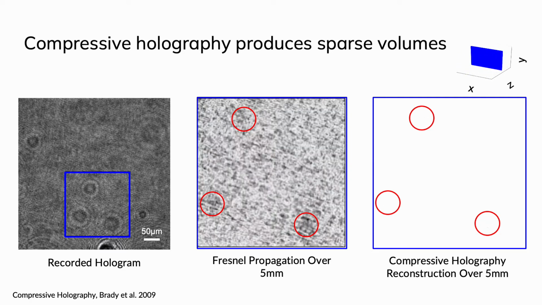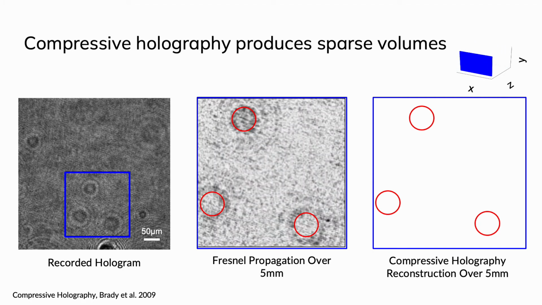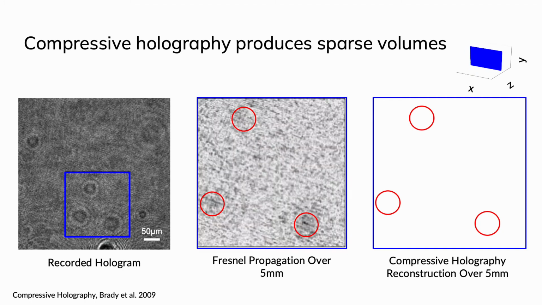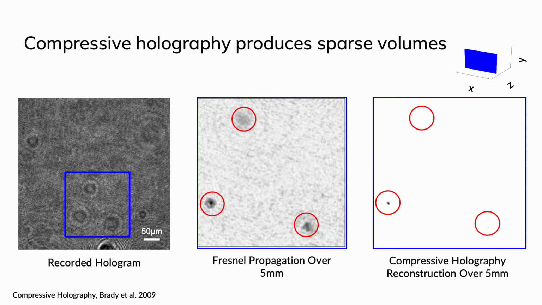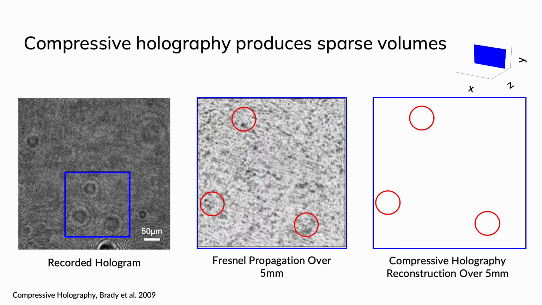In regular holograms, there are millions of non-zero points, as shown in the left and zoomed in the middle frame. In contrast, compressive holography produces a sparse volume with few points, as circled in red on the right. This sparsity makes particle tracking possible.